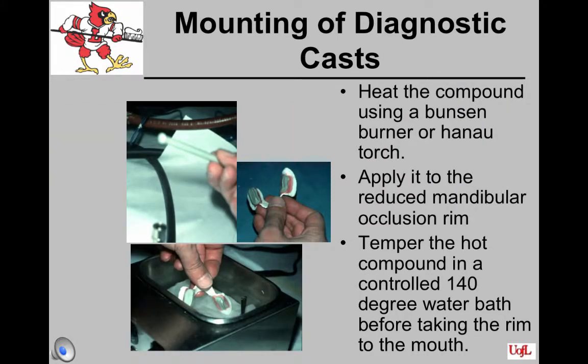Next, you're going to heat the compound using a Bunsen burner or a Hanau torch. Apply it to the mandibular occlusion rim. Temper the hot compound in a controlled 140-degree water bath before taking the rim to the mouth. You need to control the temperature as it is possible to burn the mucosa severely.